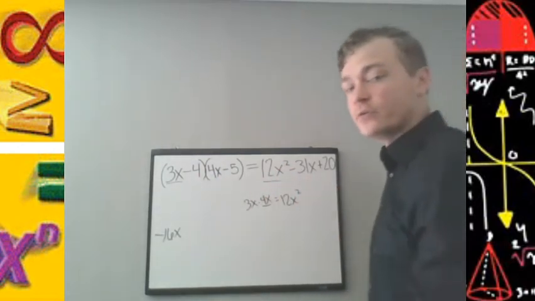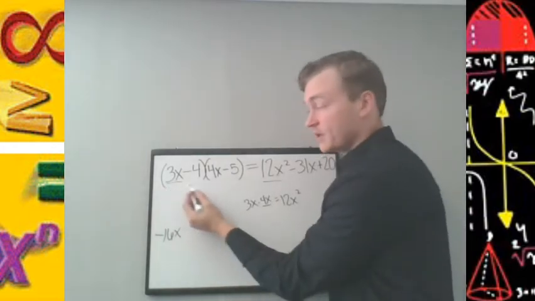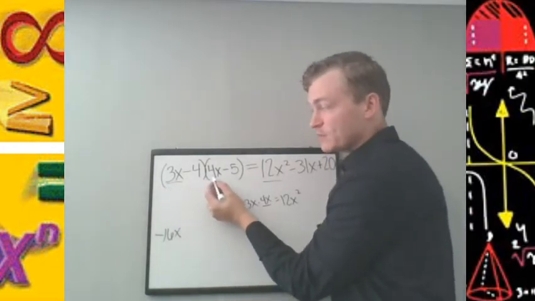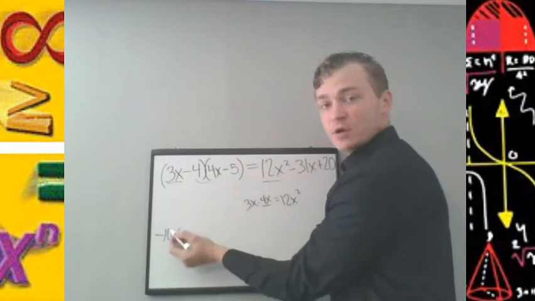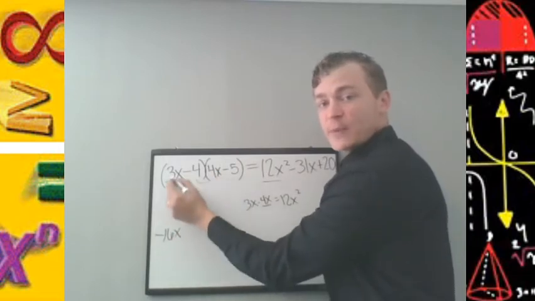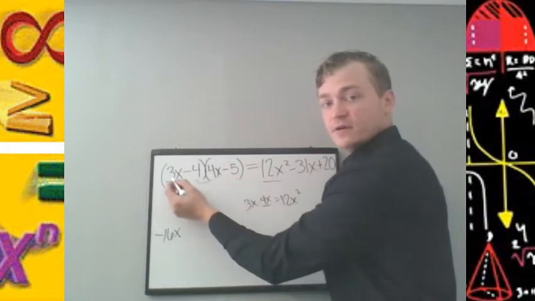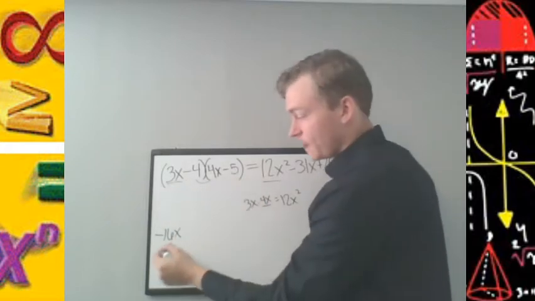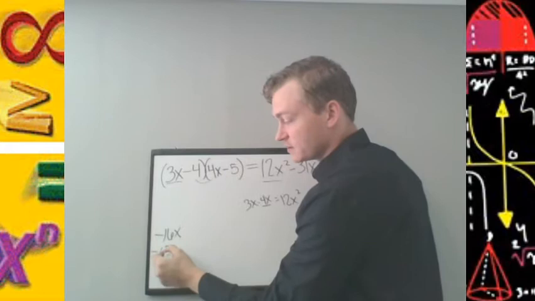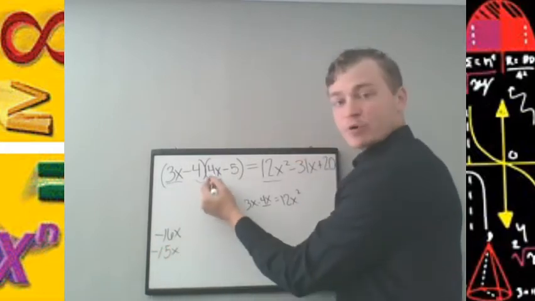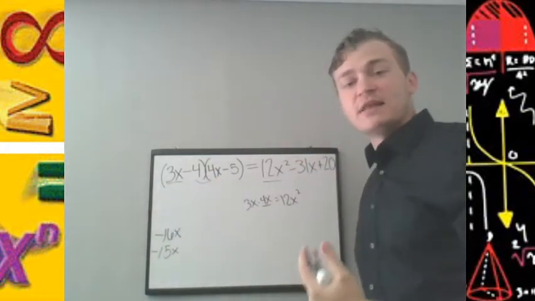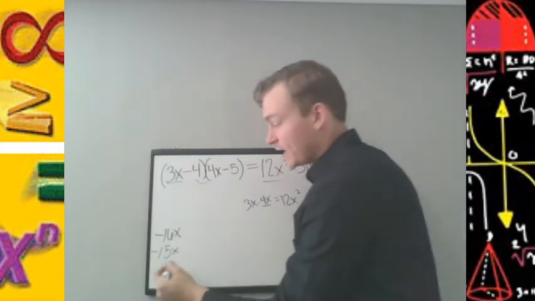Now we want to confirm by checking our products. We saw that negative 4 times 4x, that inner product, was a minus 16x. Now what about our outer product? 3x distributed to negative 5. 3x times negative 5, negative 15x. Our inner product and outer product give us like terms that combine together.